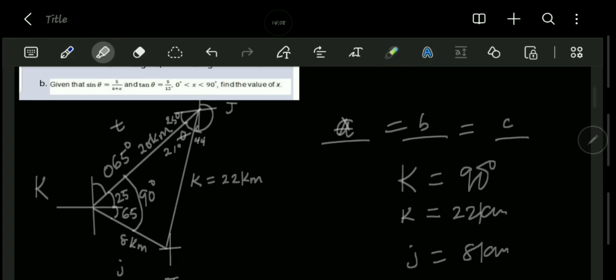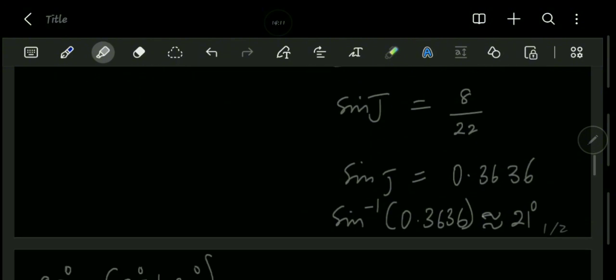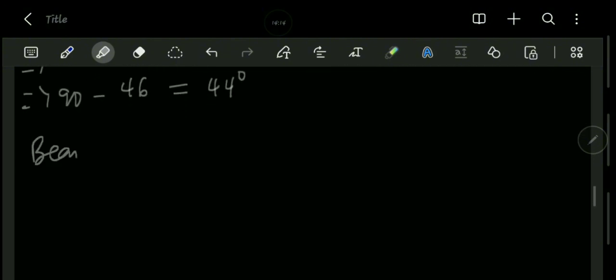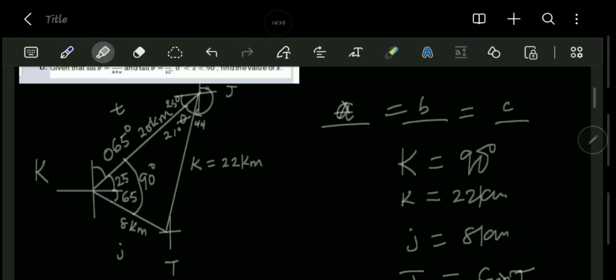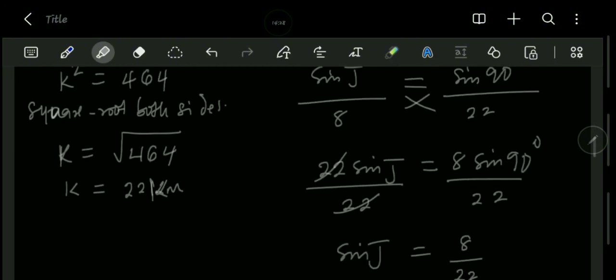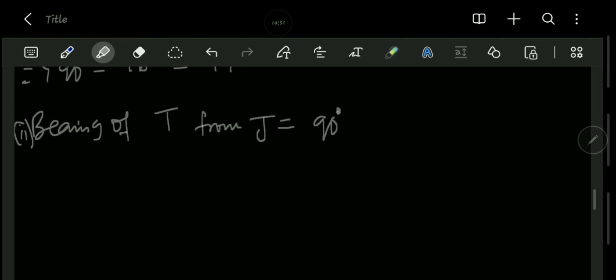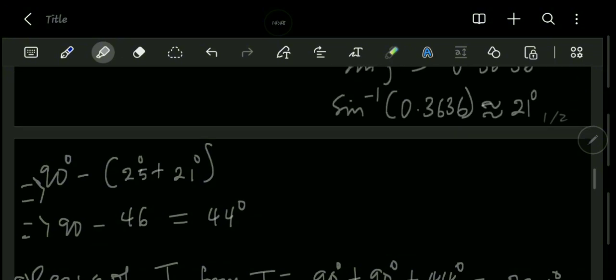So the bearing of T from J, which is the second part now, should be, adding in a clockwise direction, 90 degrees plus 90 degrees plus 44 degrees. So this is 180 plus 44, that's 224 degrees. So basically we've answered question 1. If you answered this correctly, you have a full mark.